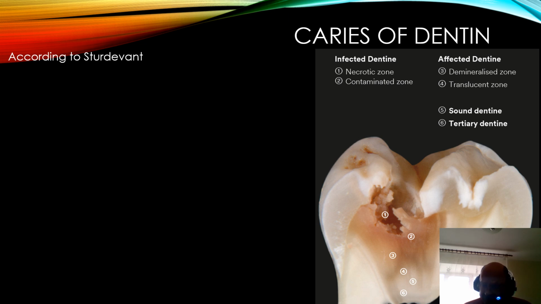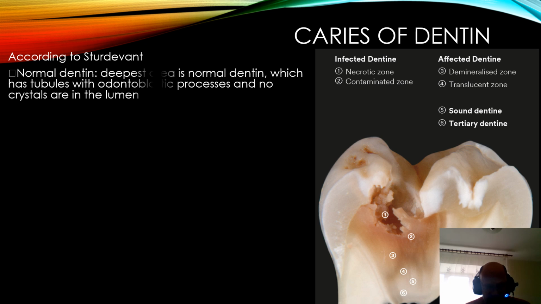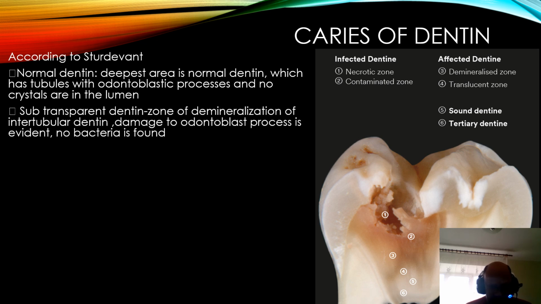According to Sturdevant, caries of dentine includes the following zones: normal dentine, the deepest area in normal dentine, which has tubules with odontoblastic processes and no crystals in the lumen. Subtransparent dentine, a zone of demineralization of intertubular dentine. Damage to the odontoblast process is evident, but no bacteria are found.